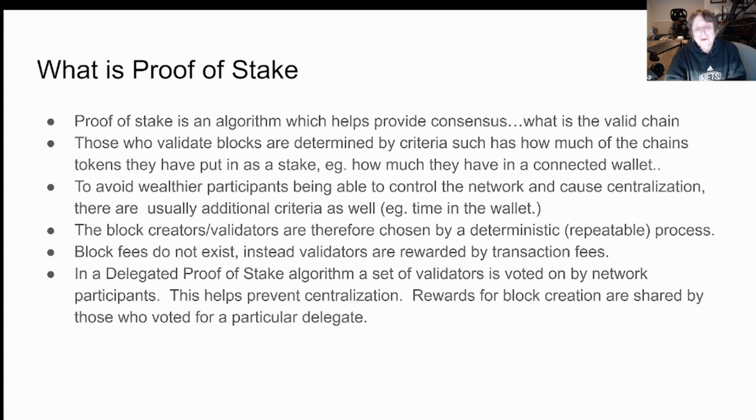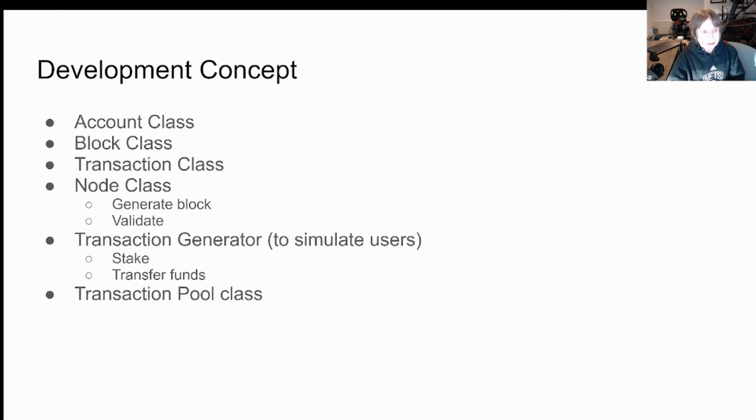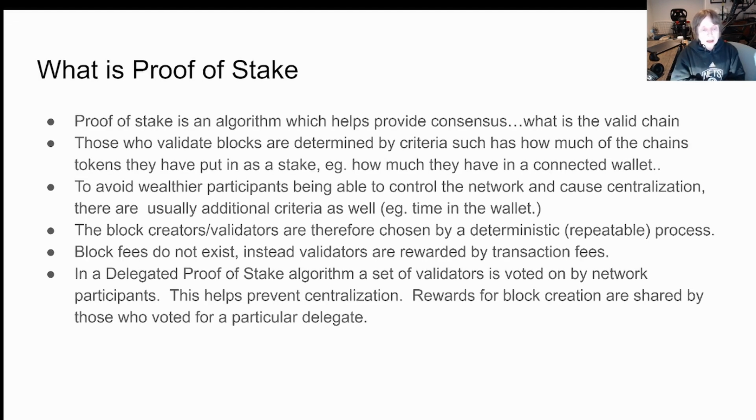Now, there's also something called delegated proof of stake, where a set of validators is voted on by the network participants. Again, they select a group of delegates, just like you have delegates to a convention, let's say, who determine who the nominees are. Similar concept. So, again, rewards of the block creation in that case are shared by those who vote for a particular delegate.